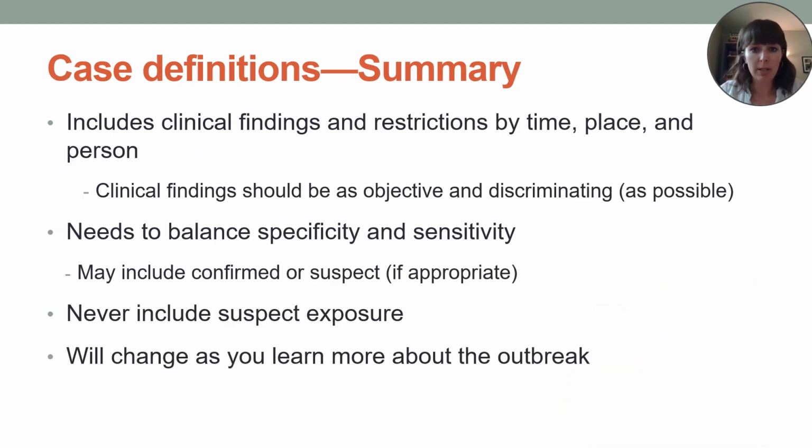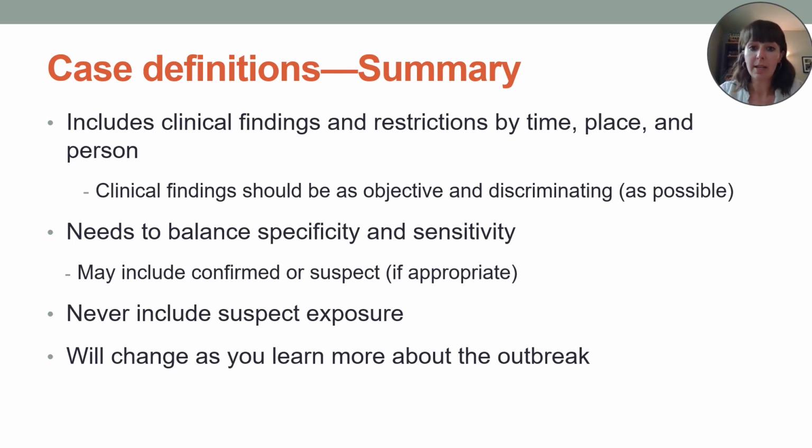To summarize some key points about case definitions, any case definition should include four key components: the clinical symptoms and then restrictions by time, person, and place. Clinical symptoms are limited to the information that you have available, but should be as objective and discriminating as possible. You just have to find the balance between sensitivity and specificity, but do not be afraid to exclude people whose illness you're not confident aligns with the illness of the outbreak.